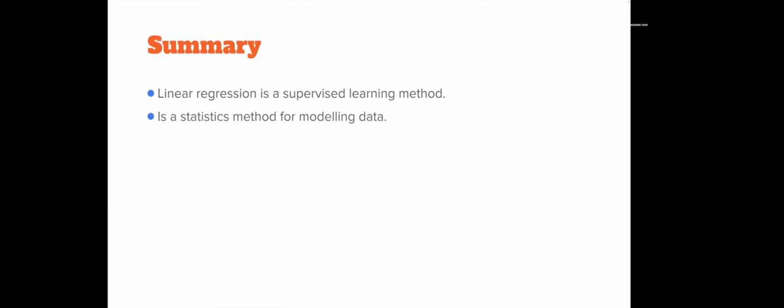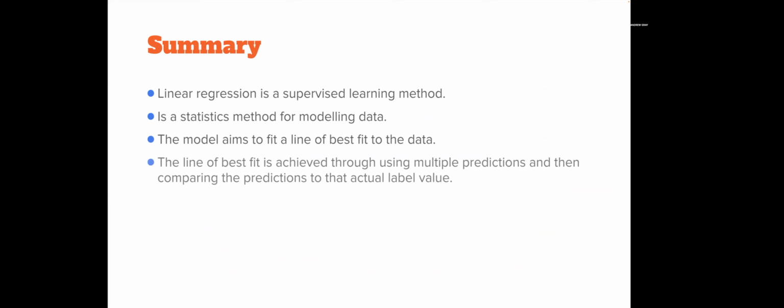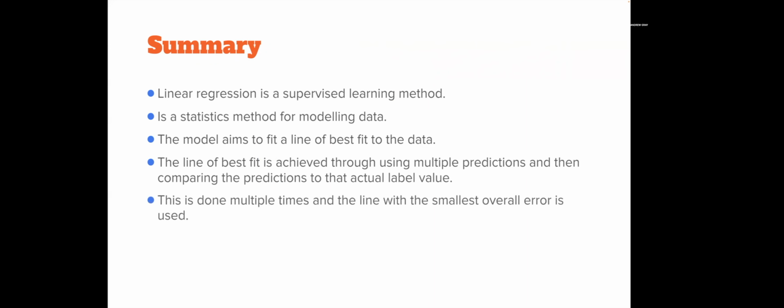To summarize, linear regression is a supervised learning method. It is a statistical method for modeling data. The model aims to fit a line of best fit to the data. The line of best fit is achieved by using multiple predictions and then comparing the predictions to that of the actual label value. This is done multiple times and the line with the smallest overall error is used.